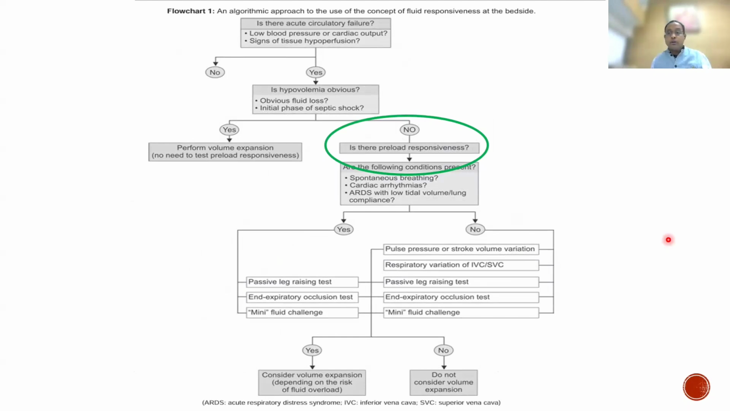But when you are confused that the patient may be in septic shock, or you have given initial boluses of fluid, and after that you want to assess if the patient can be given more fluids or not, then you have to see whether the patient is spontaneously breathing, having any arrhythmias, or if you are ventilating that patient with low tidal volume. If yes to any of these, you have to use either passive leg raising, an end-expiratory occlusion test, or a mini fluid challenge. But if none of these is there, then you can use pulse pressure variations, stroke volume variations, or respiratory variations of IVC. And accordingly, you can see whether you need to give fluids to the patient or not.